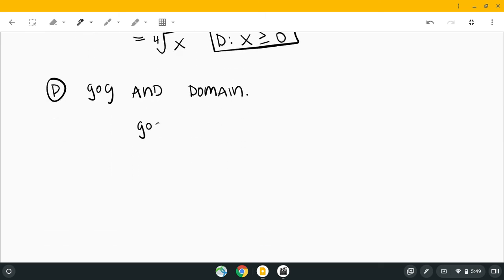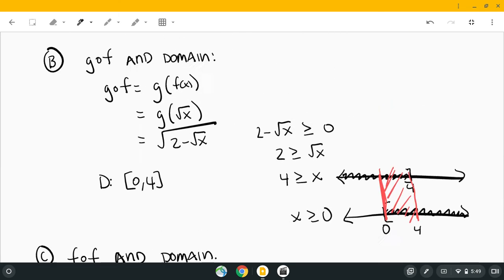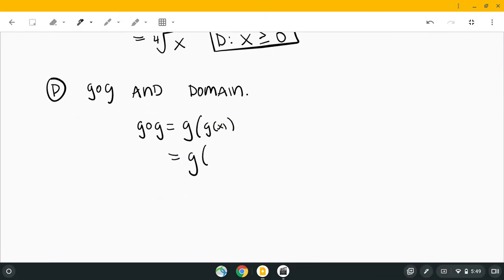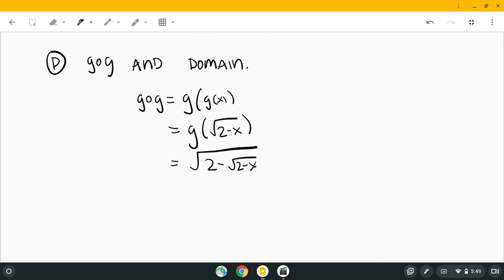All right, G circle G means G of G, which means G of, I don't remember the function, square root 2 minus x. Okay. So this is going to be the square root of 2 minus the square root of 2 minus x. All right, so let's figure out the domain of this composition here.